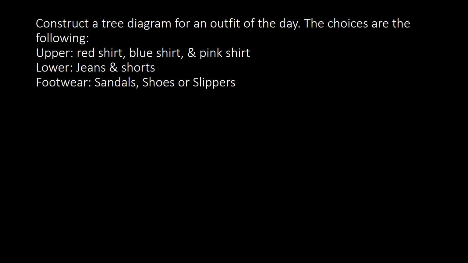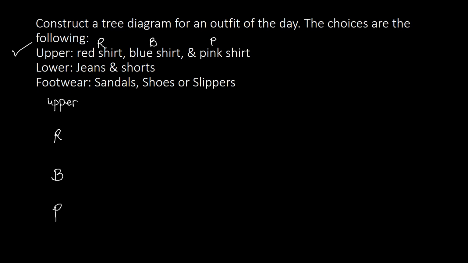In constructing our tree diagram here, we will start with our first option. So we have upper. For the upper, we have our following options. We can either choose red. So let me just represent my red shirt as R, blue shirt as B, and pink shirt as P. So it could either be red, blue, or pink.